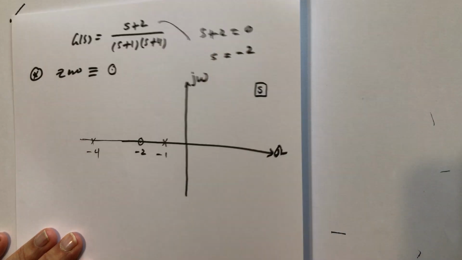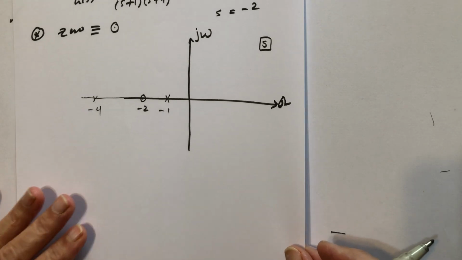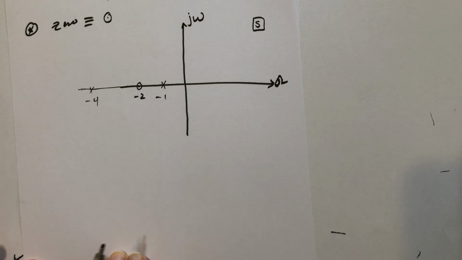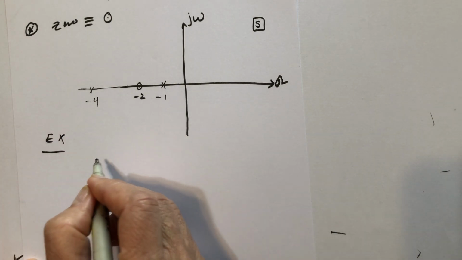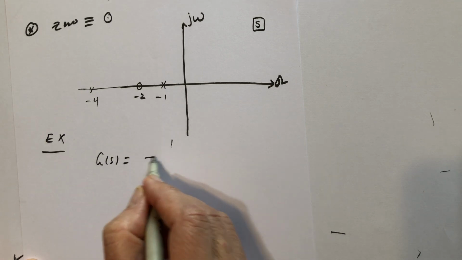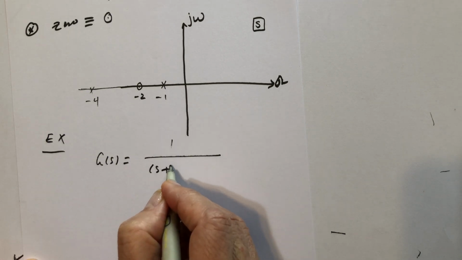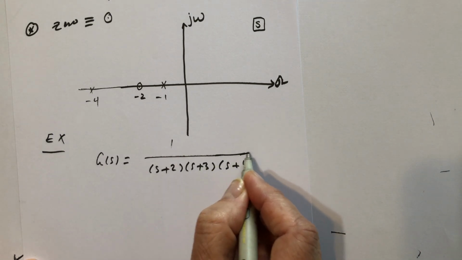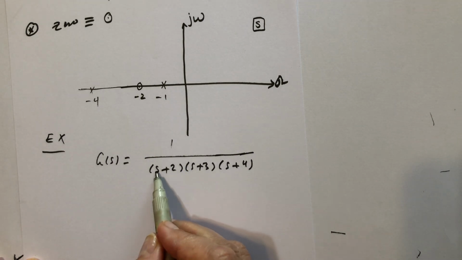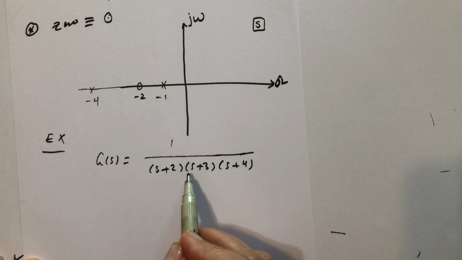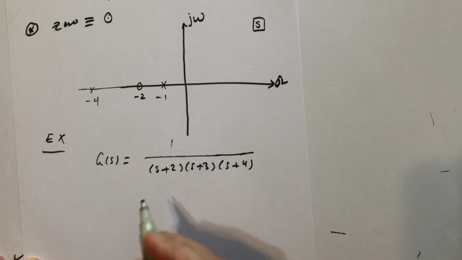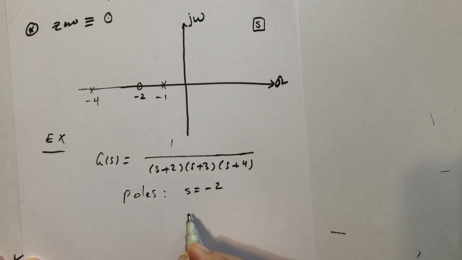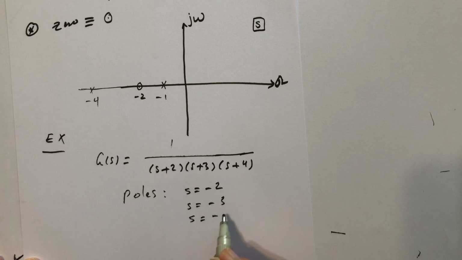Poles and zeros will be an important matter that we'll go through always in this chapter and the subsequent chapters. For example, let's take another example. Let's say we have G of S equal 1 over S plus 2, S plus 3, S plus 4. So it has only poles. If I put S equal to minus 2, that will be infinity. If I put S equal minus 3, it will be infinity. So we have poles at S equal minus 2, S equal minus 3, S equal minus 4.